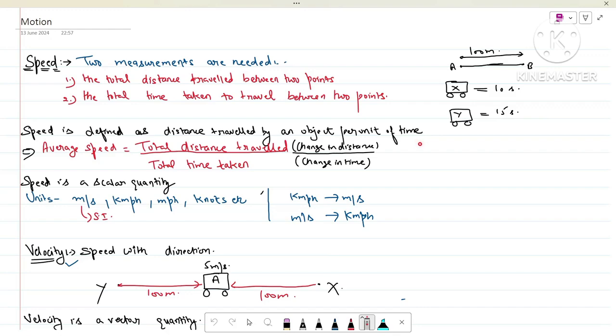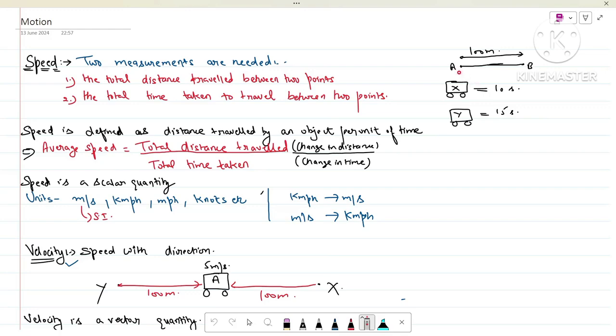So if I ask you at what speed you travel while going to your school from home, in that situation, what will you do? You will tell me the average speed of the journey. How do you find average speed? Average speed is defined as the total distance traveled divided by the total time taken. Or you can say change in distance by change in time also.